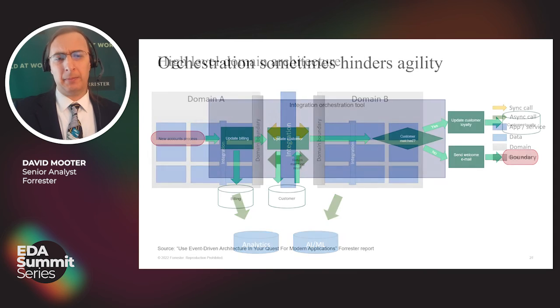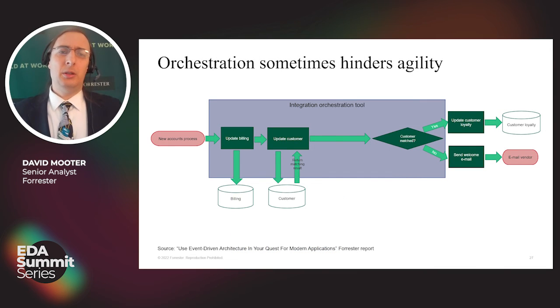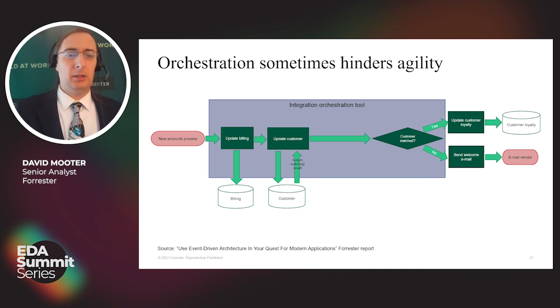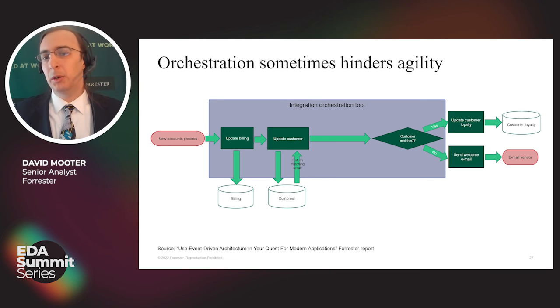And so why is that? Well, let's drill into that: orchestration sometimes hinders agility. So here's an orchestration. You could build it in iPaaS. New accounts process invokes it. We update billing. We update customer. Based on the customer update, we run a matching algorithm. Is this a customer we already have in our database, or is this a new customer? And based on that, we'll either send a welcome email or update the customer loyalty for an existing customer.